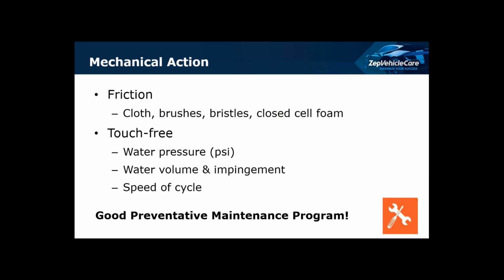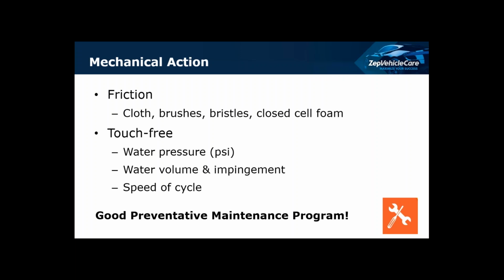The next one is mechanical action. There's generally 2 types of mechanical action. There would be friction, which is your cloth or brushes, closed foam cell, and things of that nature. Also touch-free washing, where the friction or the mechanical action in touch-free washing is really the high pressure, and the impingement, if you will. And the impingement is where the water droplet collapses on the vehicle surface, creating that friction to help clean the soil off of the surface of the vehicle after the chemistry has loosened it up and done its job.